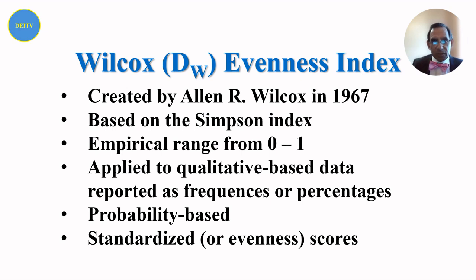The value of the index ranges from 0 to 1. It is applied to qualitative based data that's reported as frequencies or percentages. In the application section, you will notice that when you use frequencies, the numbers get extremely large, so I prefer using the percentages. It is probability based, meaning that it provides the probability that two individuals chosen at random will differ with respect to the demographic characteristic in question or at hand. It provides a standardized or evenness score of diversity.